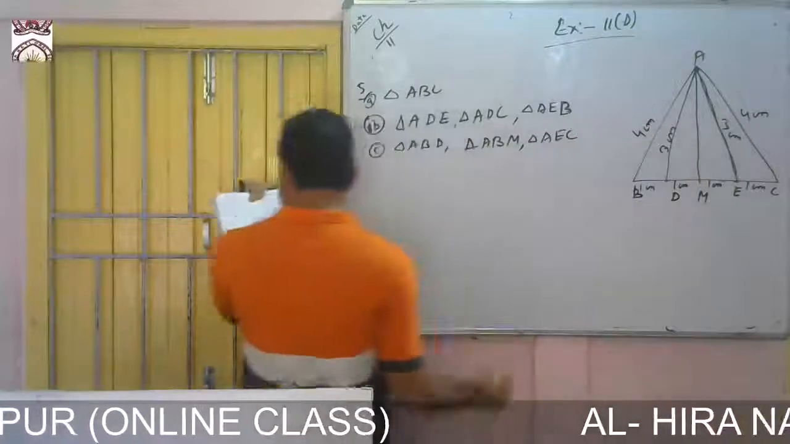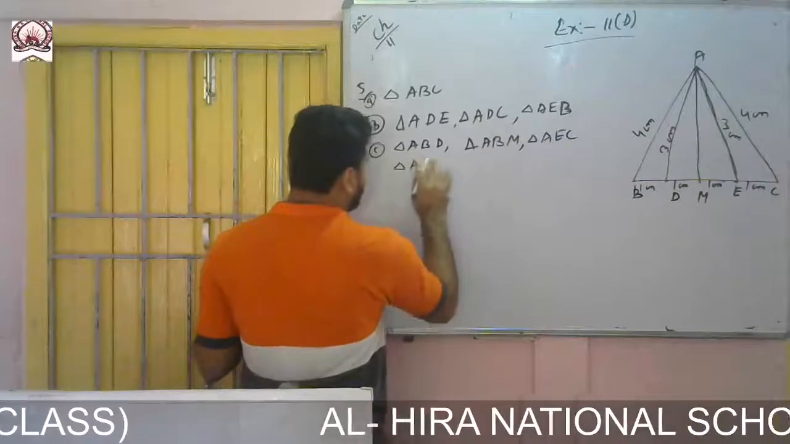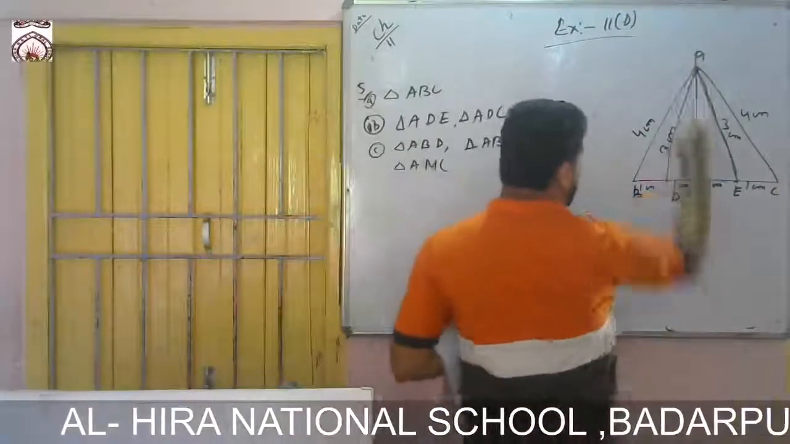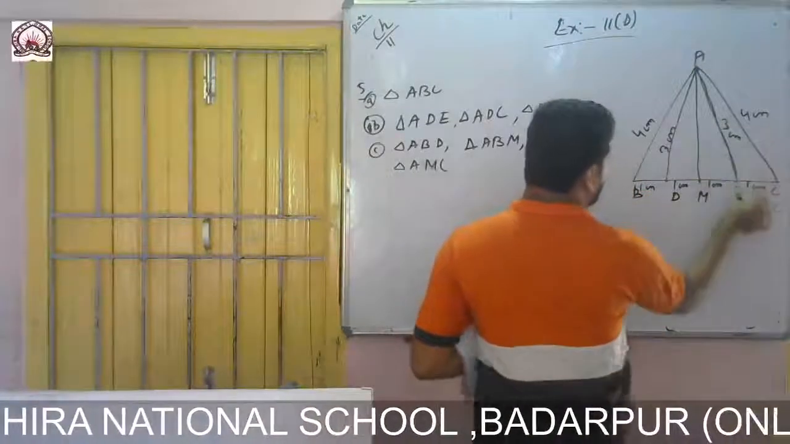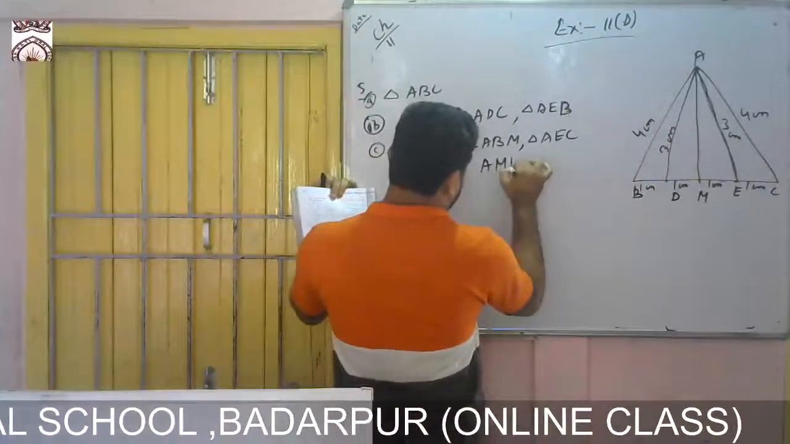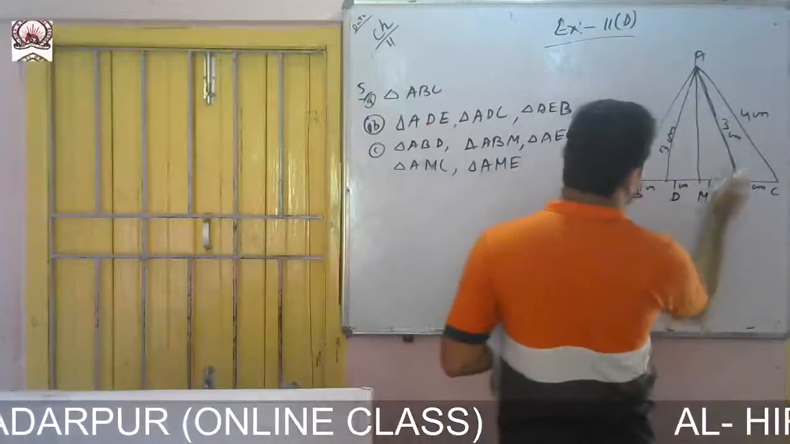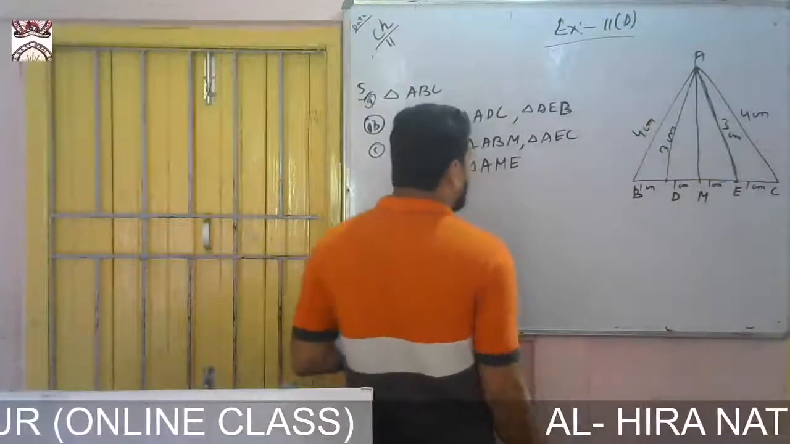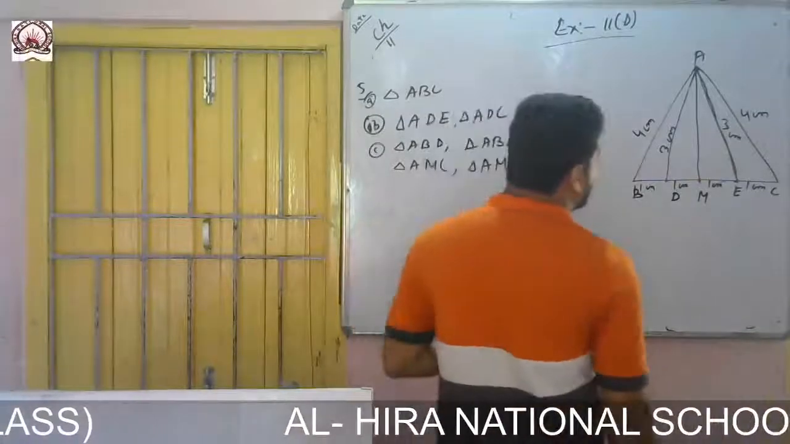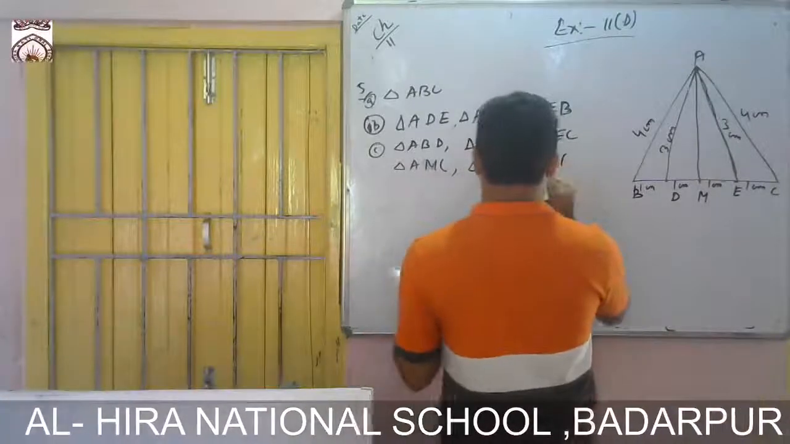Then what? Triangle AMC. AMC, how? 4 centimeter, 2 centimeter. Then triangle AME, AME also 1 centimeter, 3 centimeter. Then last I can take what? ACM also 4 centimeter, 2 centimeter, ACM also.